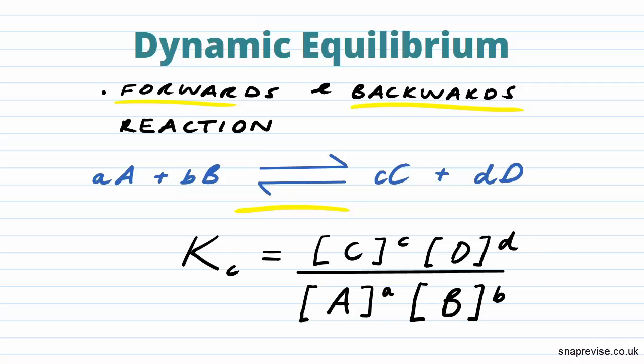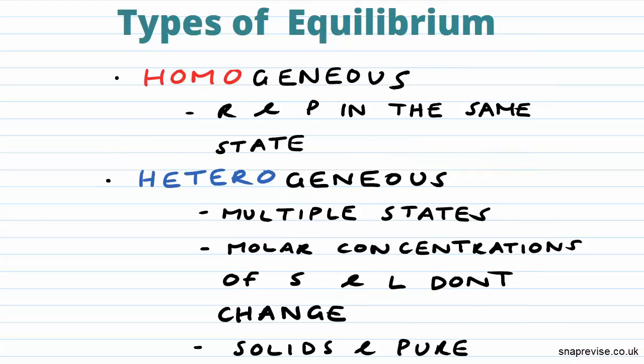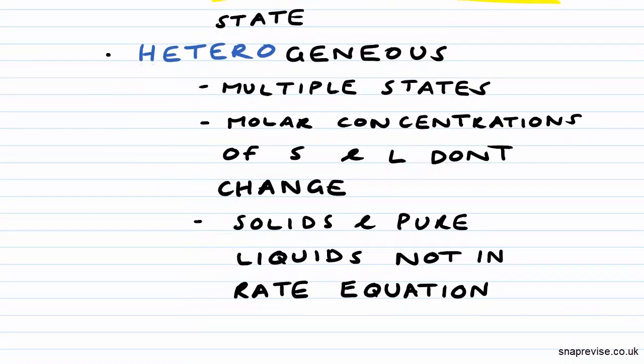So let's now have a look at the types of equilibrium. Well, there are two main types: either homogeneous or heterogeneous equilibria. In homogeneous, both the reactants and the products are in the same state. In heterogeneous reactions, there are multiple states. We can have solids, liquids, and gases involved in our heterogeneous equilibria.